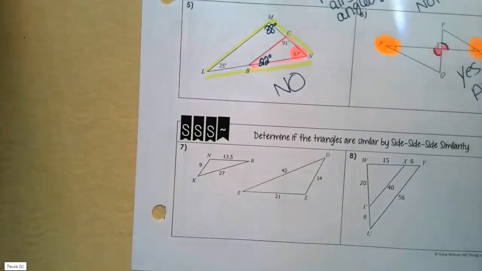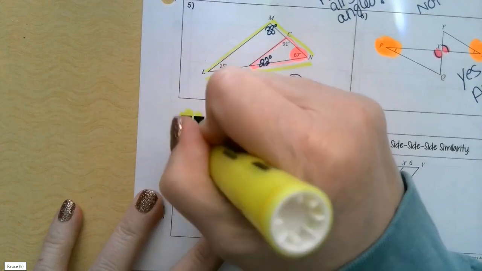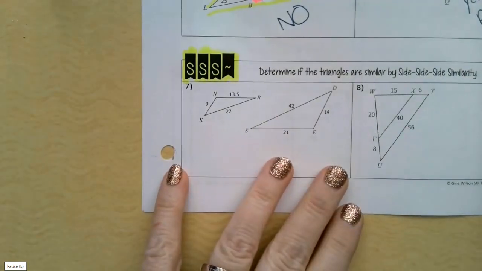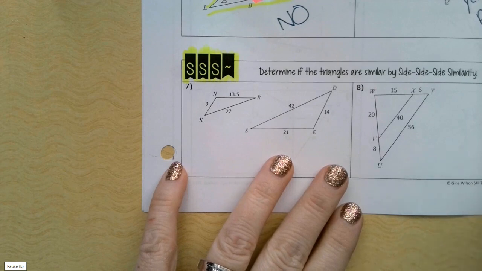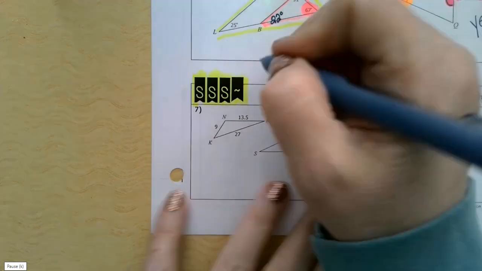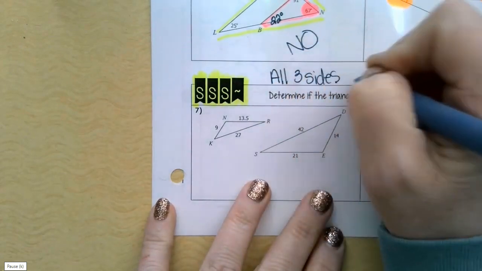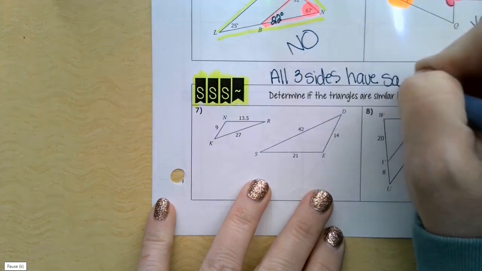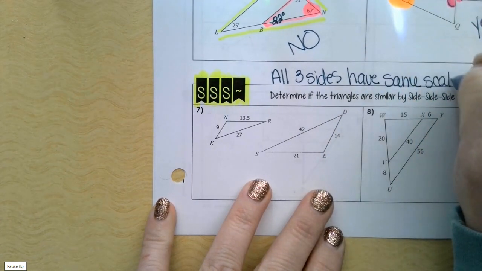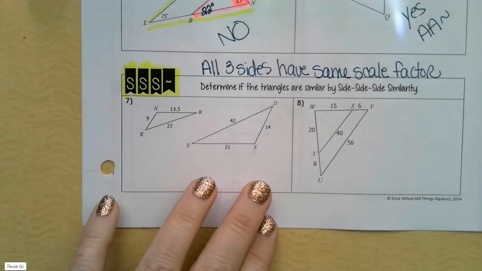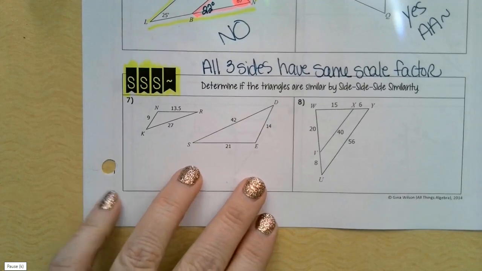All right, next. Side. This is just a bunch of calculator work. Remember what we did on the other notes, where we highlighted little with little, big with big, middle with middle. That's what we're going to do. And we are going to show that all three pairs of sides have the same scale factor.